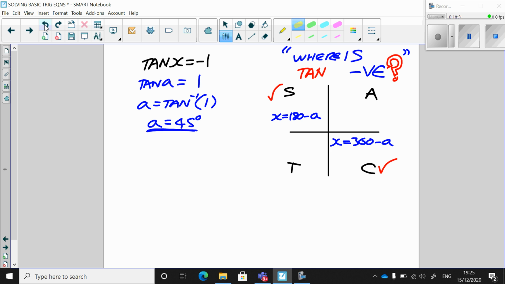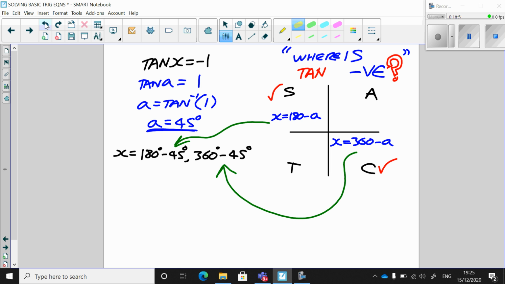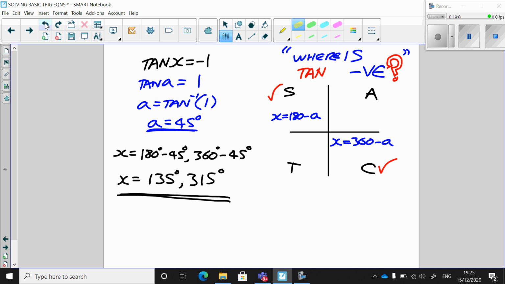Can you put that there? A is 45. Can you put it in there? What do you get? So 180 minus 45, 360 minus 45. What do you get? Yep, putting them in: 135 and 315. Okay, I think that's fine.